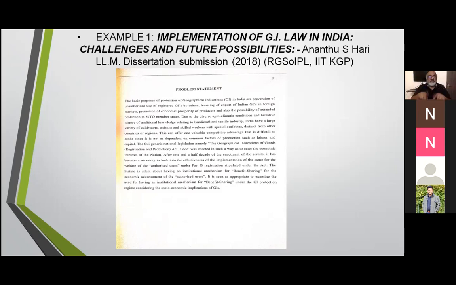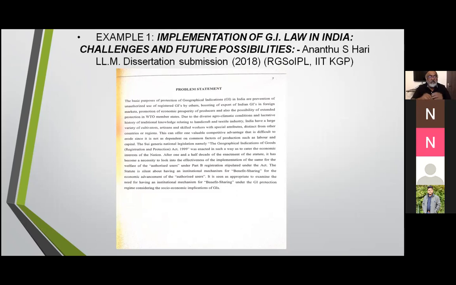So let's consider the one that we have at hand. Here, I'll just read out a few lines so that we'll understand how the problem statement is actually framed. This researcher starts off by saying, the basic purpose of protection of GI in India is for the prevention of unauthorized use of registered GIs by others, boosting of export of Indian GI in foreign markets, and so on and so forth. So in the very first sentence, the researcher is introducing what the basic purpose of the law is. He's introducing the topic here.